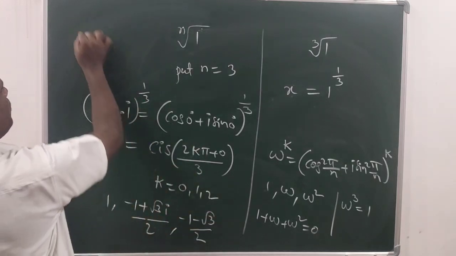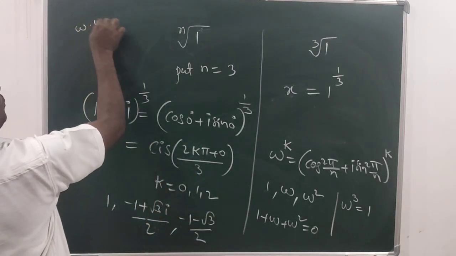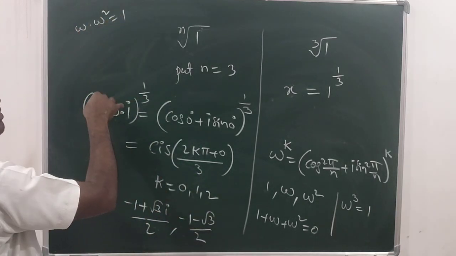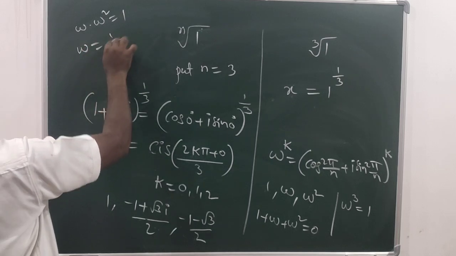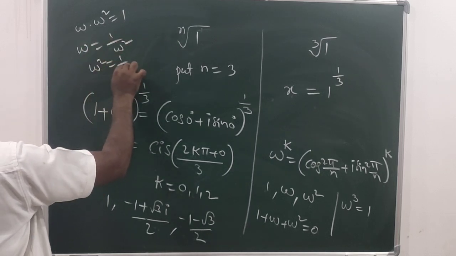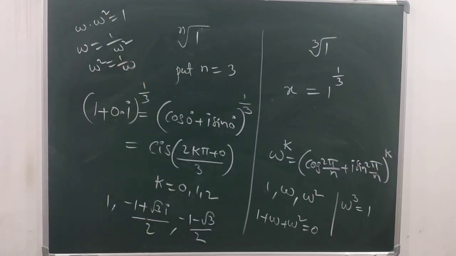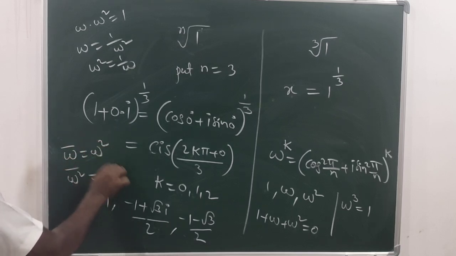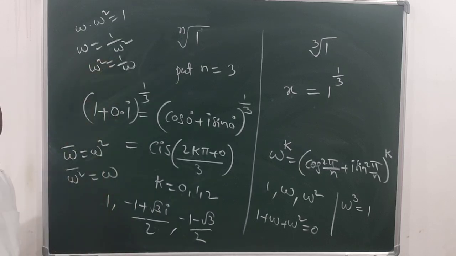Even that omega cube you can write as omega into omega square, which is equal to 1. So omega is equal to 1 by omega square, and omega square is equal to 1 by omega. The conjugate of omega is omega square, and the conjugate of omega square is omega. All this will help you while doing the applications.